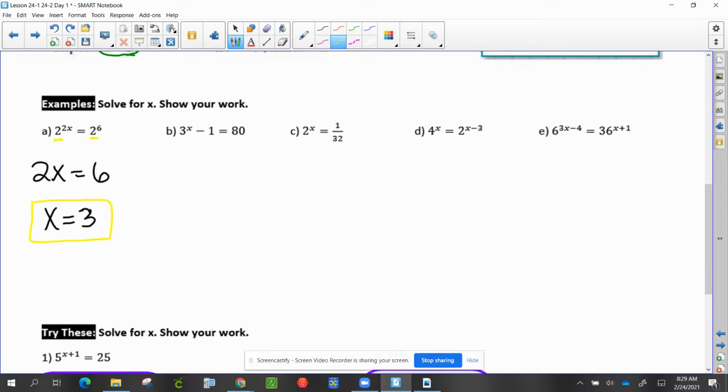Okay, so let's look at example B. I said you always want to isolate your exponential first, so I'm going to add this 1 to the other side. So we have 3 to the x power is equal to 81. Right now we do not have the same base. We have 3 and 81. So this 3 to the x I'm going to keep, but I need to rewrite 81 to be a base 3 expression.